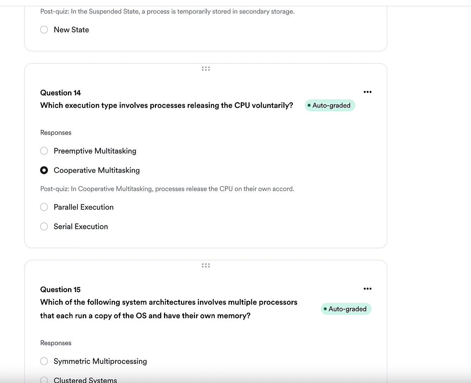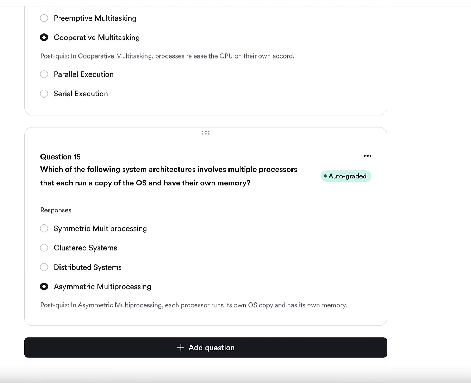Question 14, which execution type involves processes releasing the CPU voluntarily? A, preemptive multitasking. B, cooperative multitasking. C, parallel execution. Or D, serial execution. So which execution type involves processes releasing the CPU voluntarily? B, cooperative multitasking. It is a process which releases the CPU of its own accord, and it allows that to occur basically voluntarily.